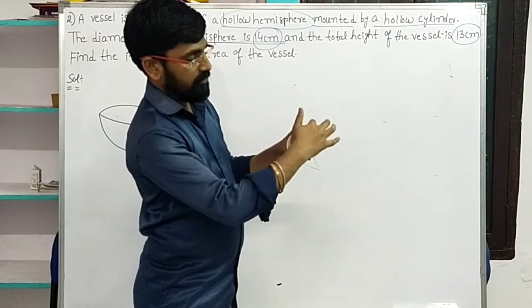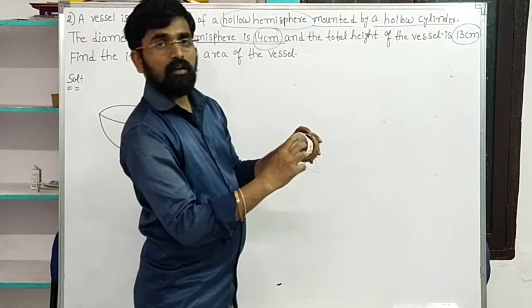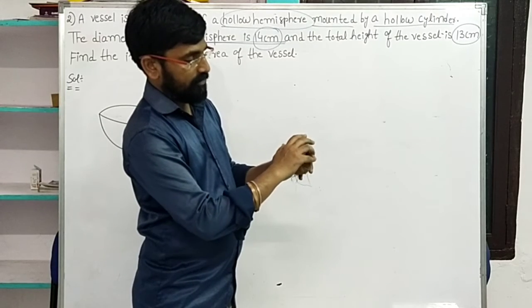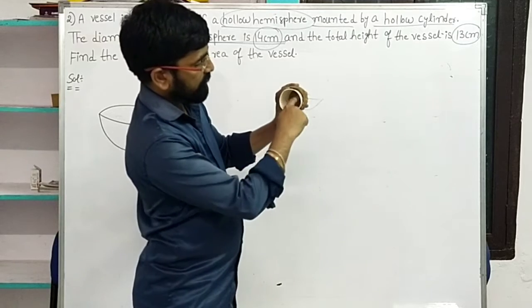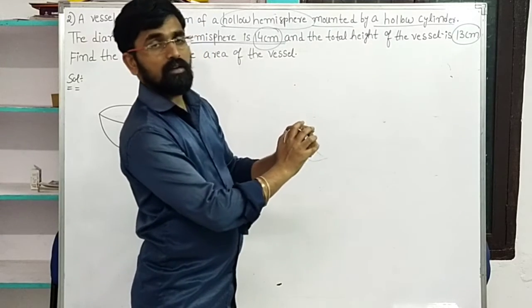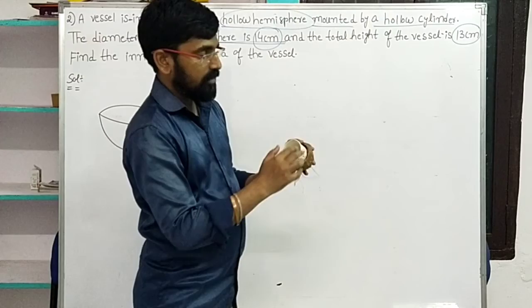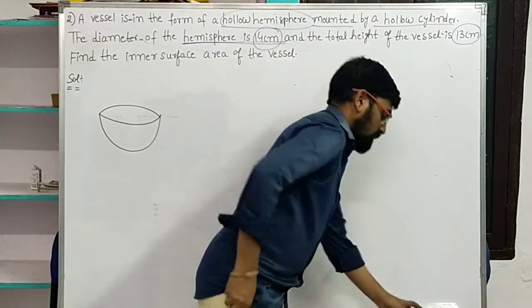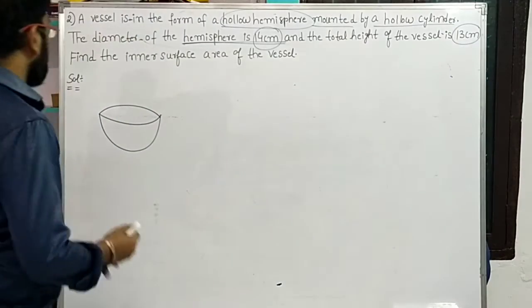Inner surface area means we want this part. So the inner surface area is the CSA of the cylinder plus the CSA of the hemisphere.